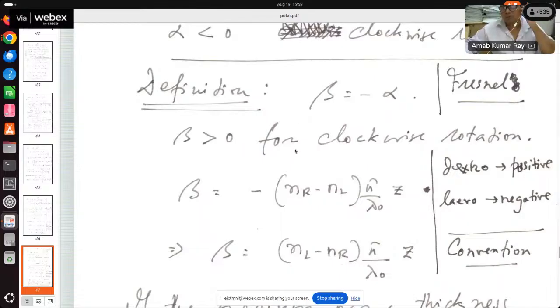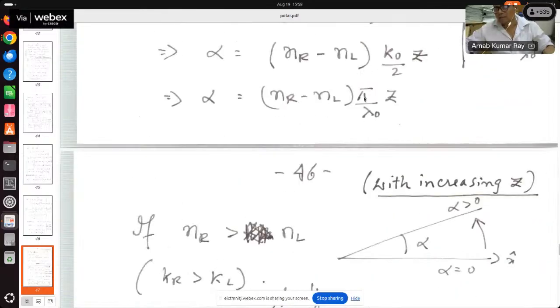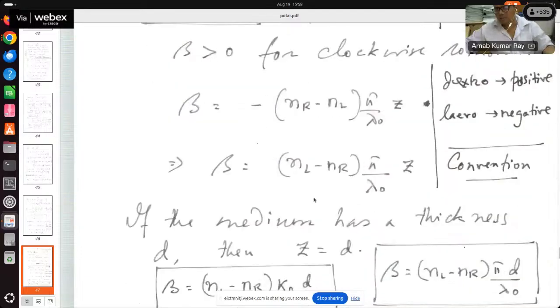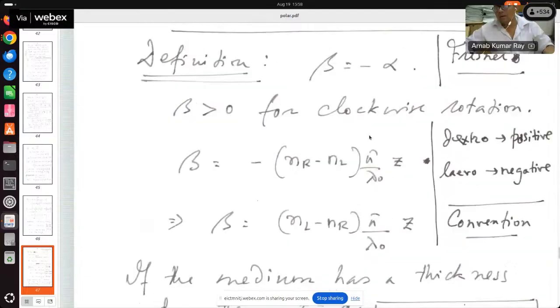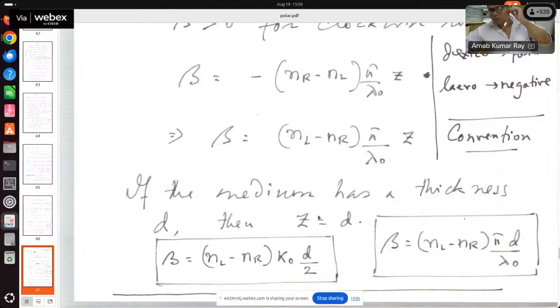Beta is positive for clockwise rotation. So beta is equal to minus alpha. The definition of alpha is given over here, nr minus nl, etc. And so you put the minus sign, nl minus nr. So whenever you have a positive clockwise rotation, you have dextrorotatory material. Whenever you have a negative anti-clockwise rotation, according to Fresnel's convention, you have levorotatory material. And if the medium has a thickness of d, let's say z is d, then the angle through which the polarization vector would have rotated, the full angle, is this, beta is equal to this.